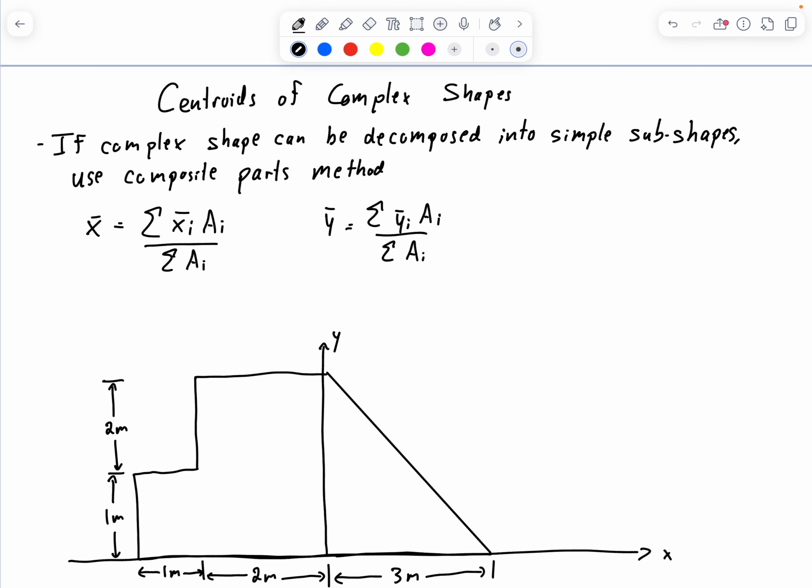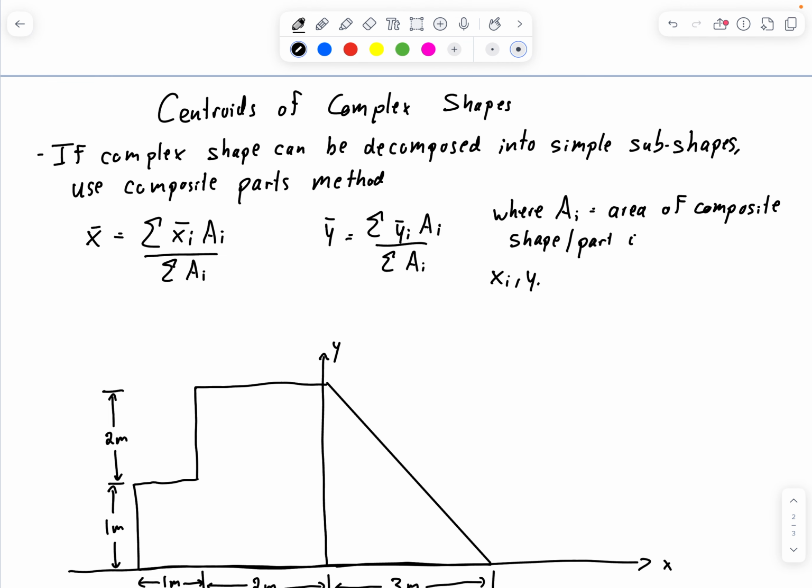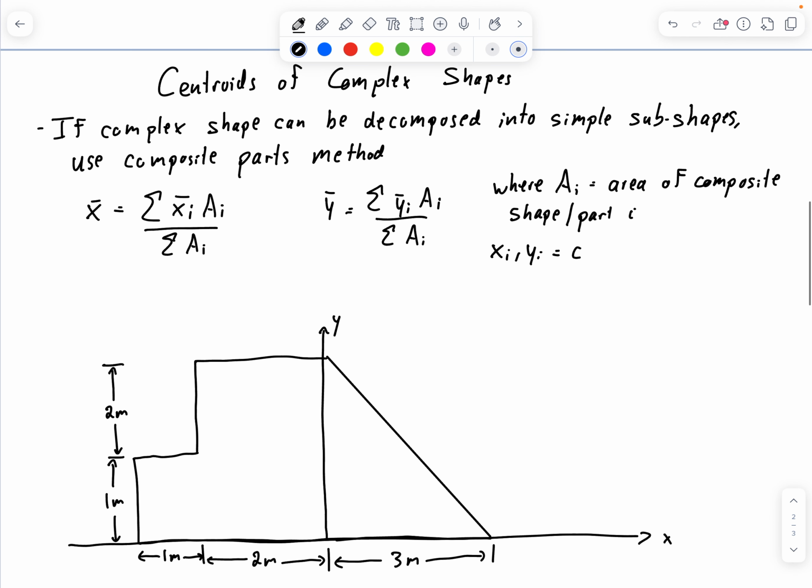Now, what are these variables here? ai is the area of the composite shape, or subshape, or part i, and xi bar and yi bar are the coordinates of the centroid of part i.